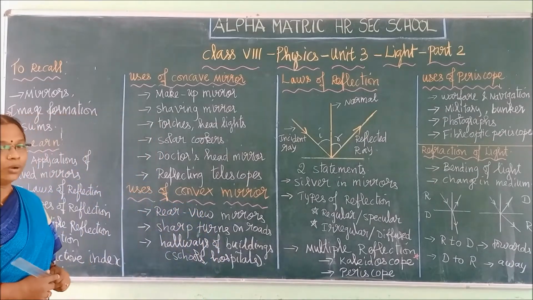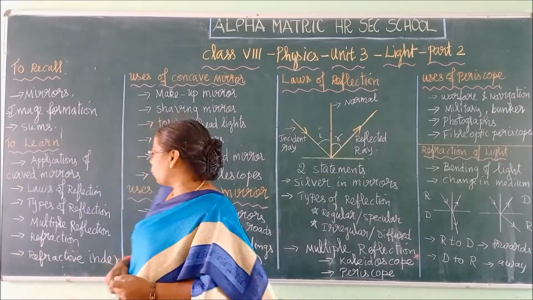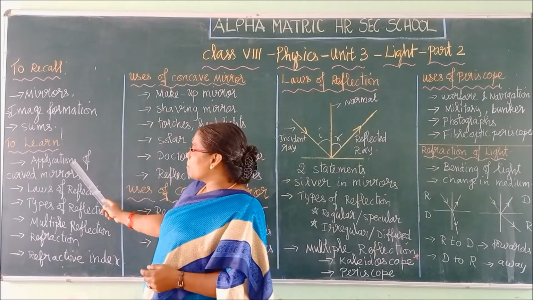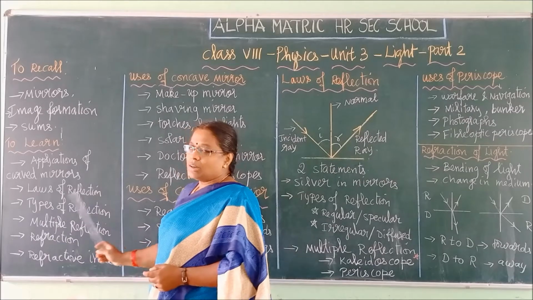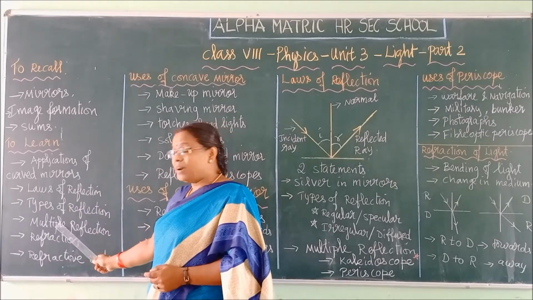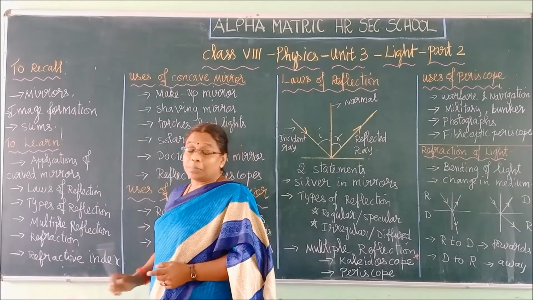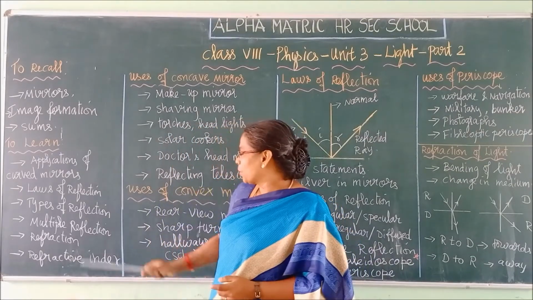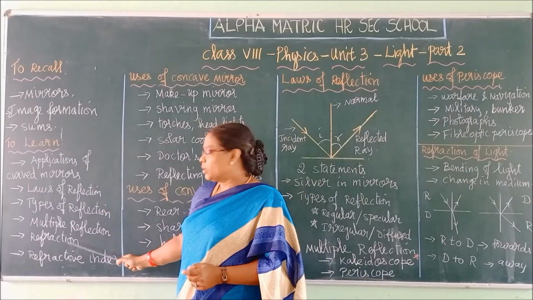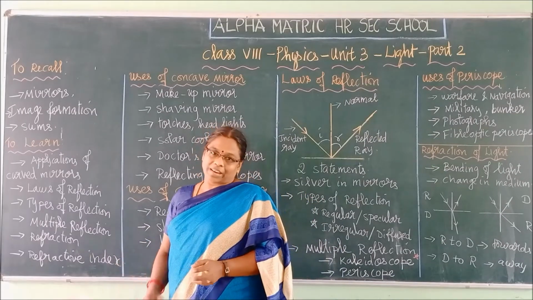Okay, with that note, what are the contents we are going to learn now? We are going to see about applications of curved mirrors and laws of reflection, types of reflection, multiple reflection. In that multiple reflection, we are going to see about kaleidoscope and periscope, and we are going to see about the basic concepts of refraction.